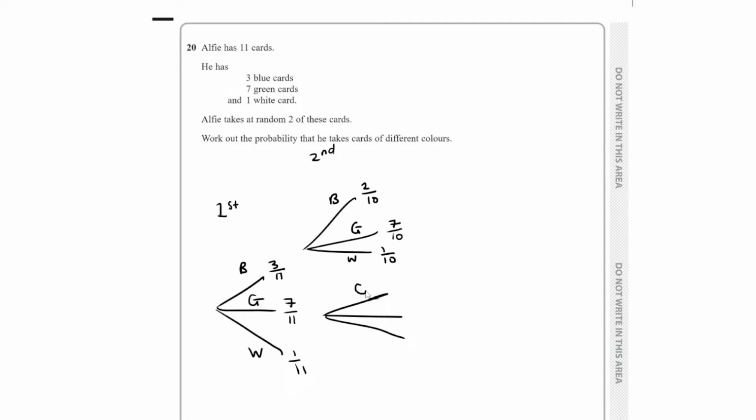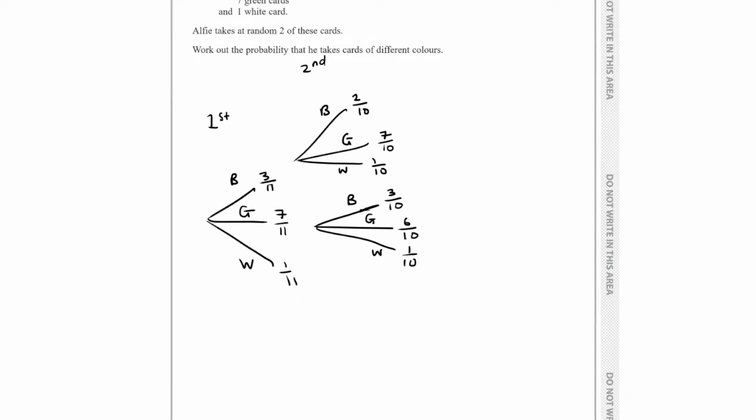So if he's picked a green first, then he still has 3 blues, doesn't he? If he picked a green first, then he's only got 6 green left. And there's still a white left, isn't there? Again, out of 10, because he has already picked 1. And then lastly, I'll try and do this a bit more neatly than I've done it.